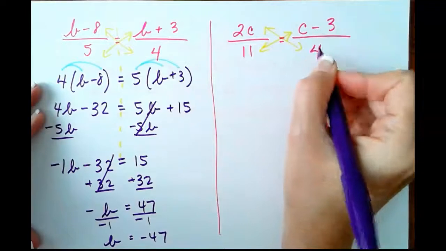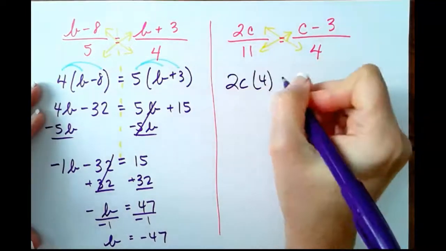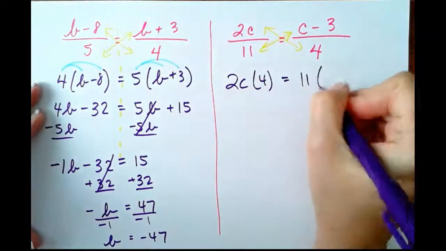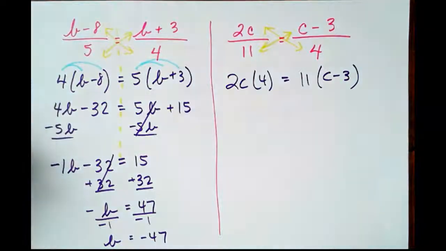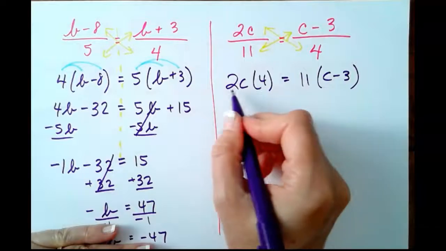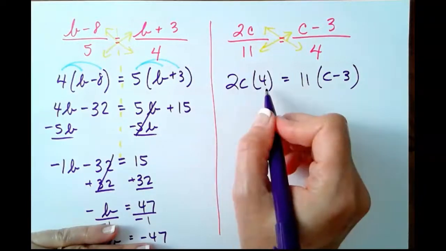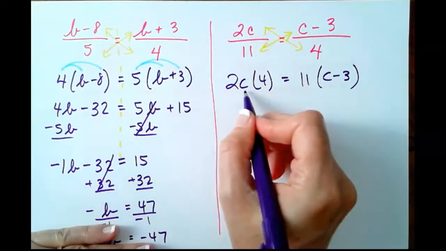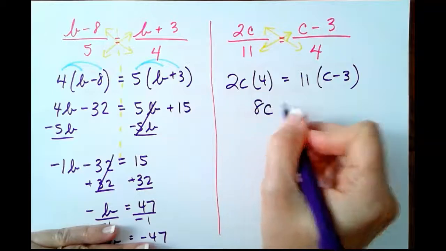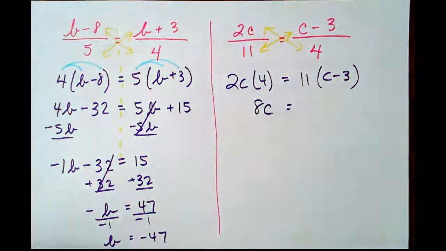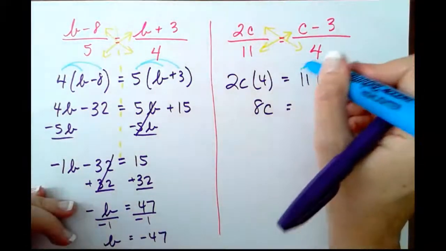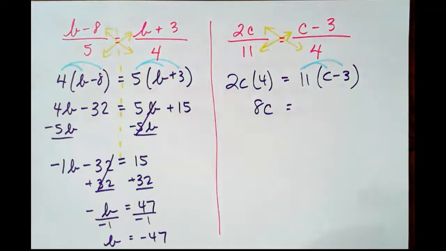So 2c times 4 equals 11 times (c - 3). Yes, I'm utilizing parentheses here to show my multiplication. The distributive property is not necessary on the left because this is a single term times 4, that's 8c. But we do need to use the distributive property on the right.